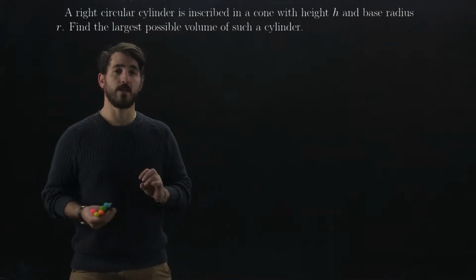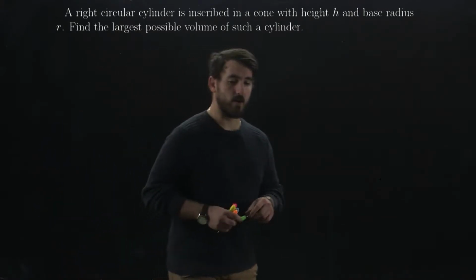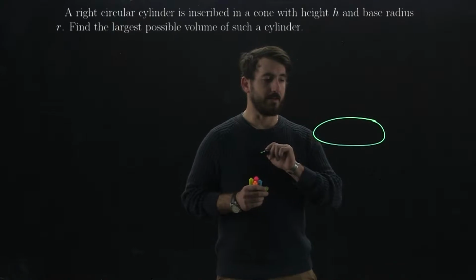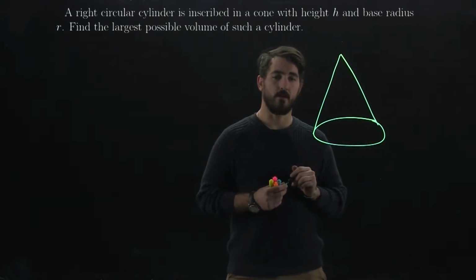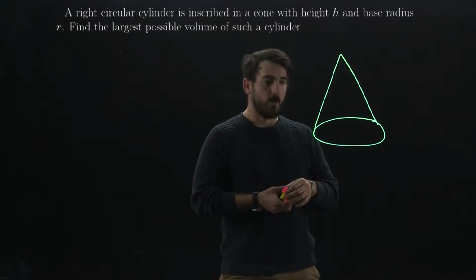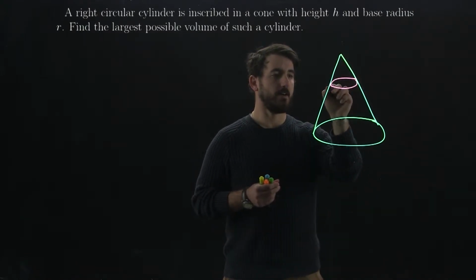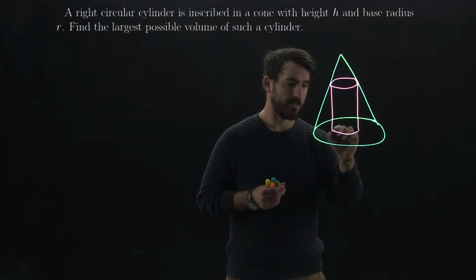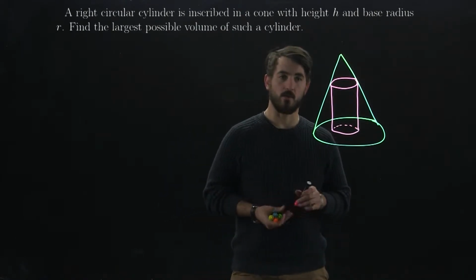Now, in order to do that, I need a volume equation. This requires me to draw a picture so I can identify my variables correctly. Now, a cone looks like the following. And we are inscribing a cylinder inside of this cone. So that is the cone, or the cylinder is inside this cone.